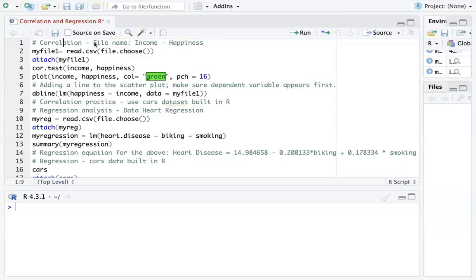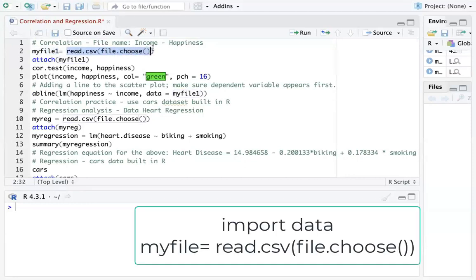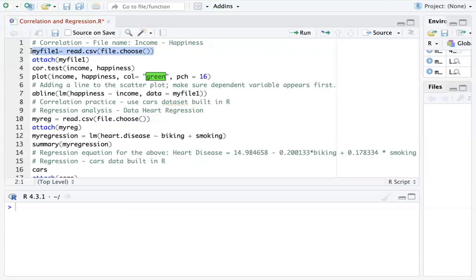Okay, here we have RStudio, and the first thing I'll be doing is a correlation test. In order to import a file, I will use this command. That's my file, and this is the name of the object. You can choose any name of your choice, and then read.csv and then file.choose, then parentheses open and close, and then another parenthesis. So this is the command that we use to open a CSV file and import it into RStudio.